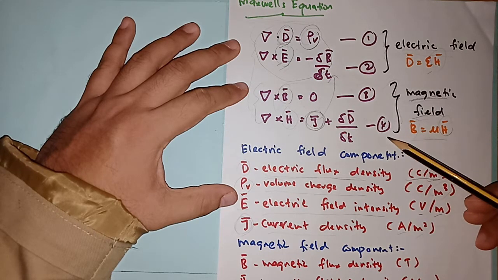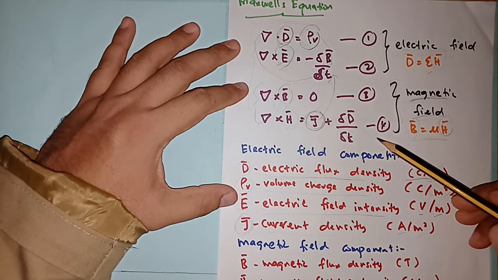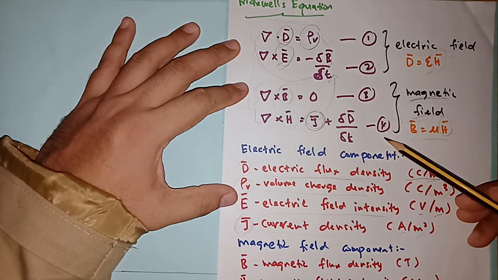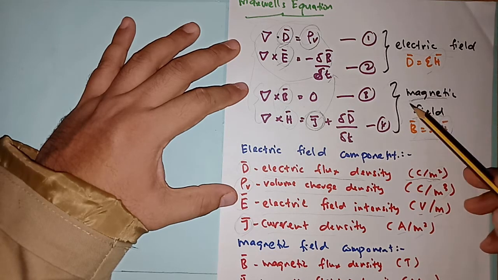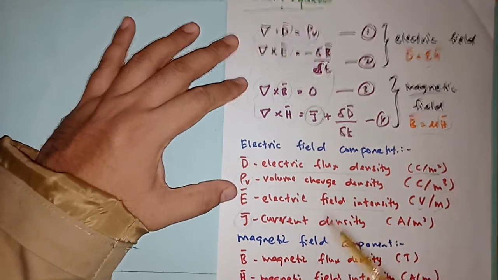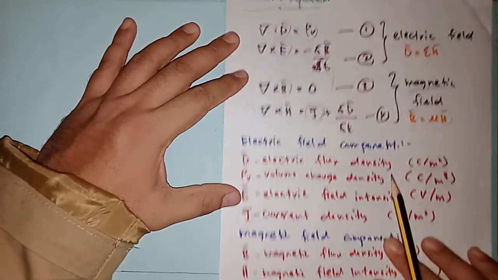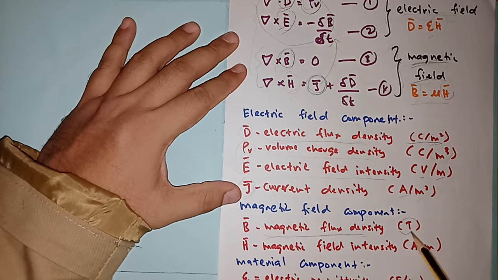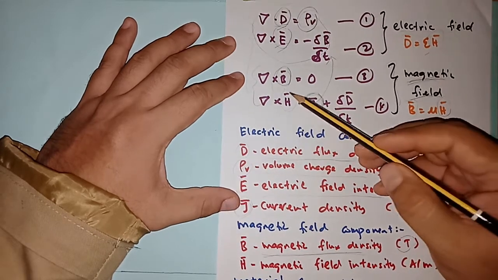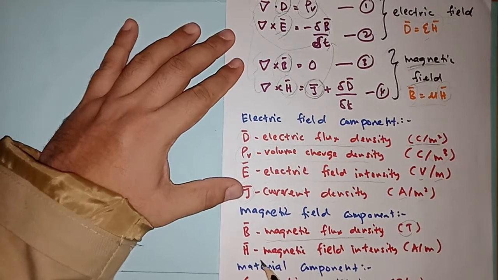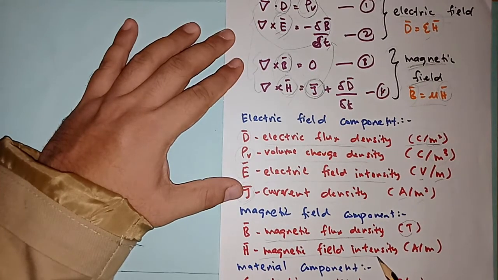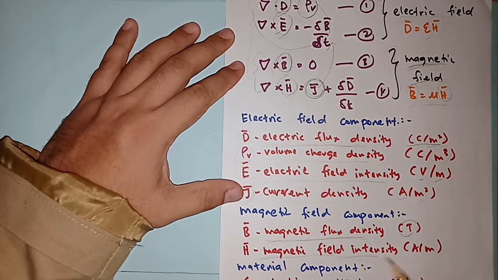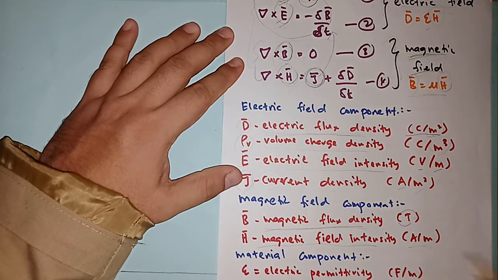So let's look at the definitions of the components in the magnetic field. We have vector B here. This vector represents magnetic flux density. The unit for this vector is Tesla, and vector H represents magnetic field intensity, and the unit for this vector is ampere per meter.